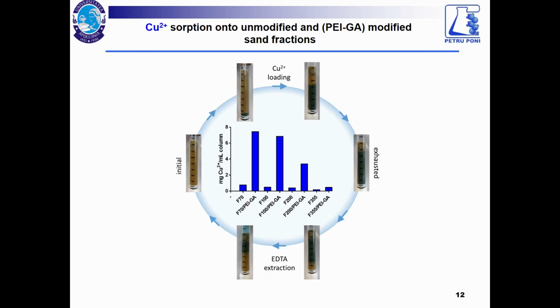The maximum sorption capacity toward heavy metal ions was evaluated by copper sorption on each modified sand fraction. The sorption capacity decreased with the increasing of the sand size. A major advantage of this type of composite is the reusability in multiple sorption-desorption cycles.